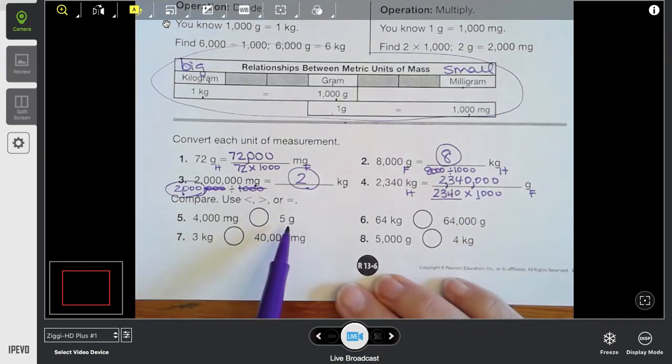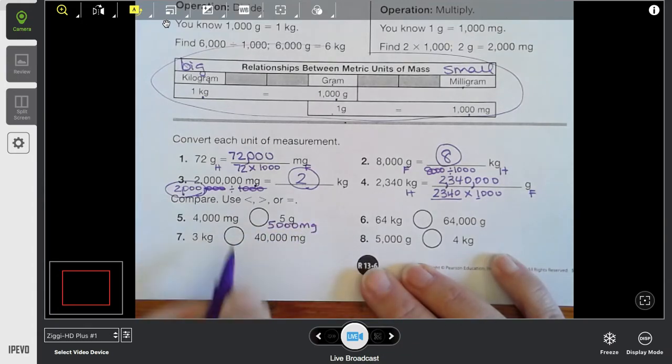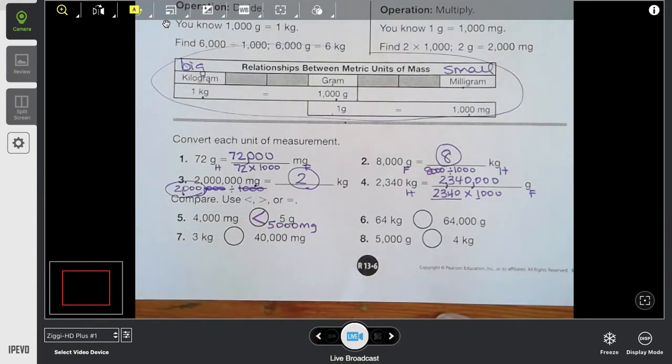Same thing as when we do our comparison, you're going to switch one or the other. I'm going to switch this one. That one's going to be easier for me because in a gram there's 1,000 milligrams. So 5 grams would have 5,000 milligrams. That's definitely bigger than 4,000.